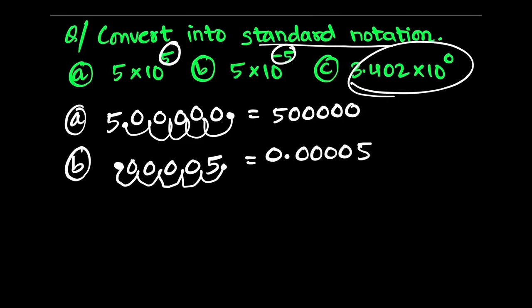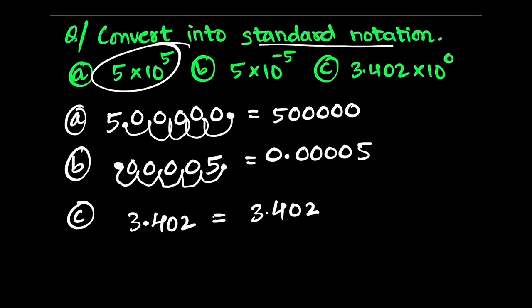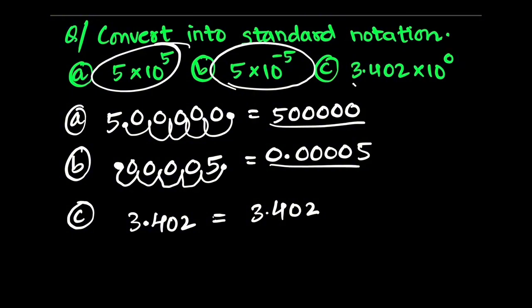Let's convert this one. First write the multiplier down, which is 3.402. Now move this decimal point depending on the power of 10. Since the power of 10 is 0 here, we'll not move this decimal point anywhere. So it will be as it is, 3.402. So positive powers are associated with numbers greater than 1, while this negative power is associated with numbers less than 1. And the power of 0 indicates that it remains the same.